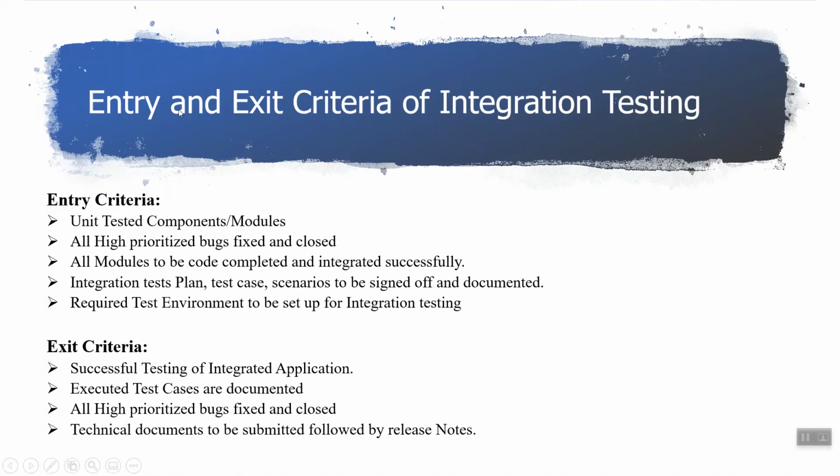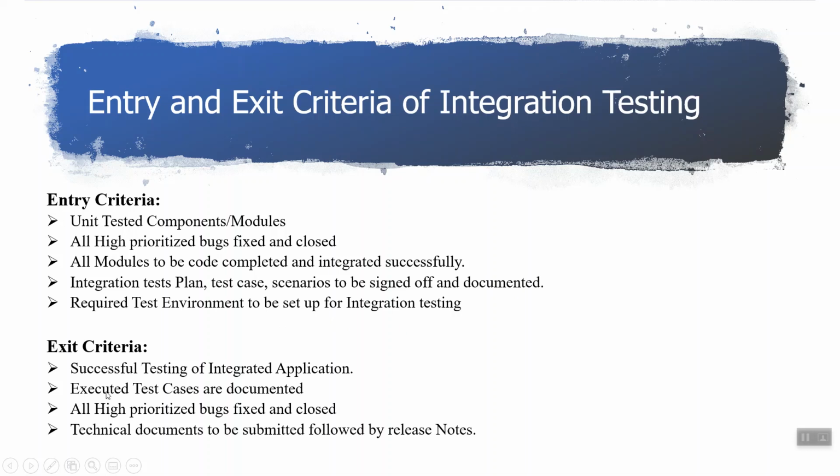There are some entry and exit criteria for integration testing. The entry criteria include: unit tested components or modules, all high priority bugs fixed and closed, all modules to be code complete and integrated successfully, integration test plans, test cases and scenarios to be signed off and documented, and the required test environment to be set up for integration testing. So this is for the entry criteria.